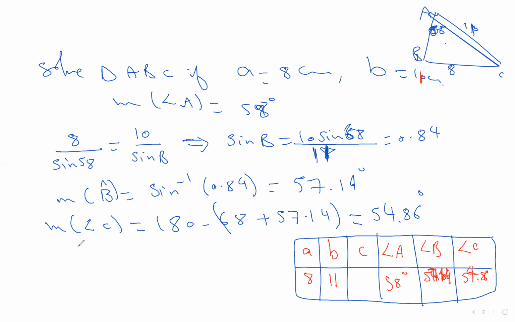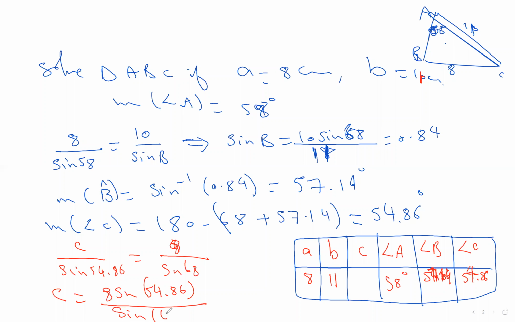We can say that c over sine 54.86 equals a over sine A, using the given one. Because if you have any mistakes, you will make another mistake. But if you use the given one, you will, inshallah, solve the exercise correctly. So a over sine A is 8 over sine 68. Can you find c? c equals 8 sine 54.86 divided by sine 68. Tell me the answer.